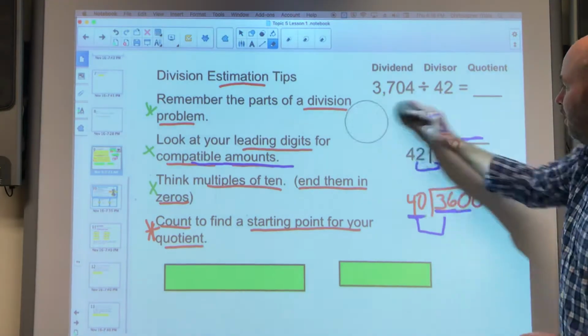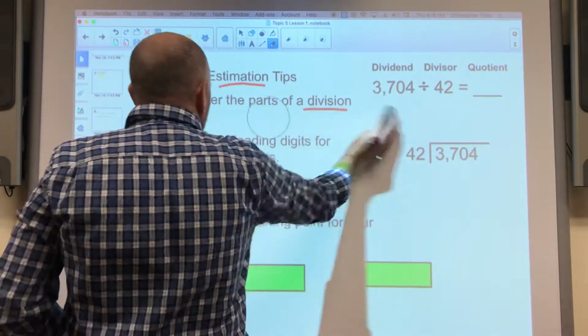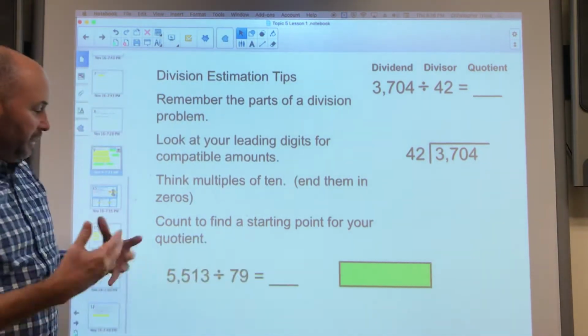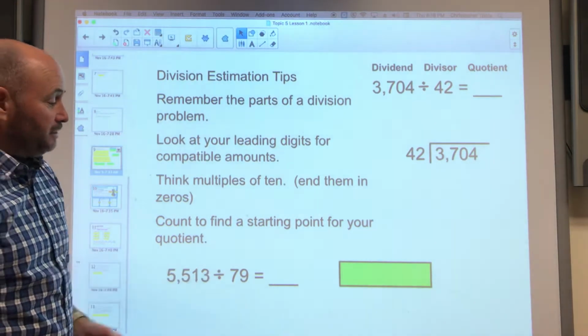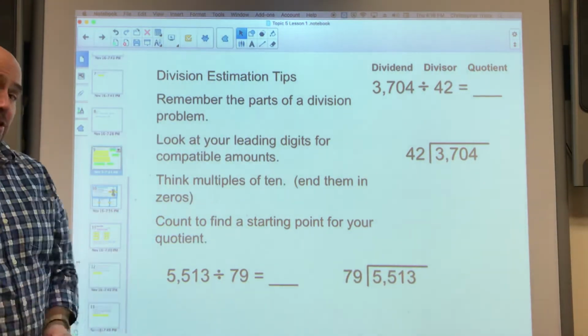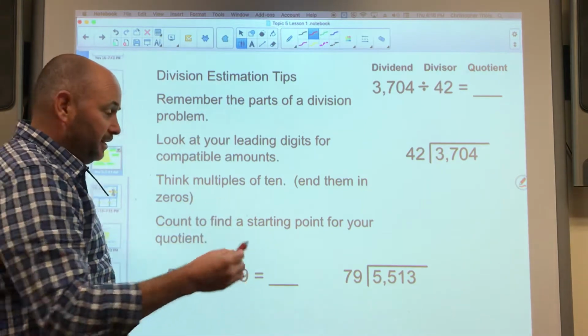Now, that may have gone kind of quick, so what we're going to do is go over another example here, okay? Here is our problem. We have 5,513 divided by 79. Put it into a more traditional algorithm, it looks like that. All right? Now, we want to find some leading digits to round to.